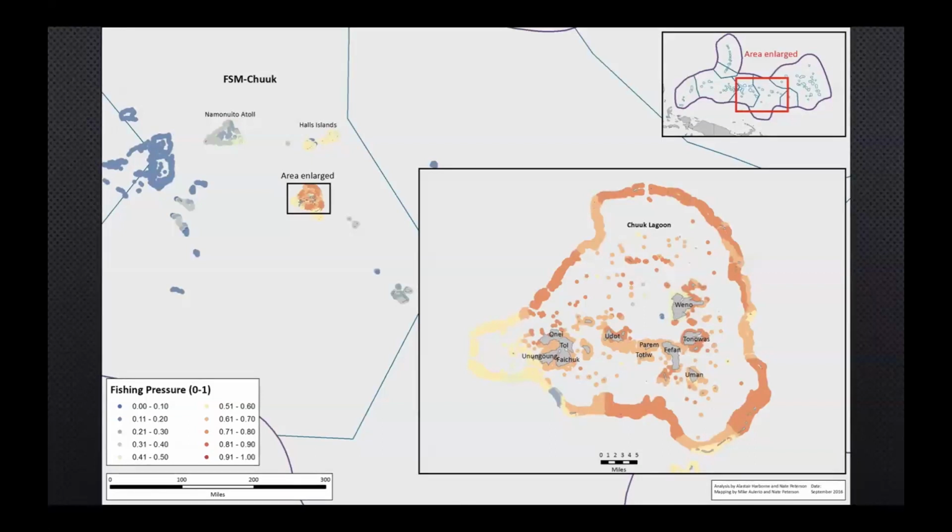And then we were able to talk with the community in One to find out what was going on. And they said that mostly on a day-to-day basis, they were not fishing on the outer reefs. That's where they were doing a lot of the commercial fishing, so not the day-to-day subsistence fishing.